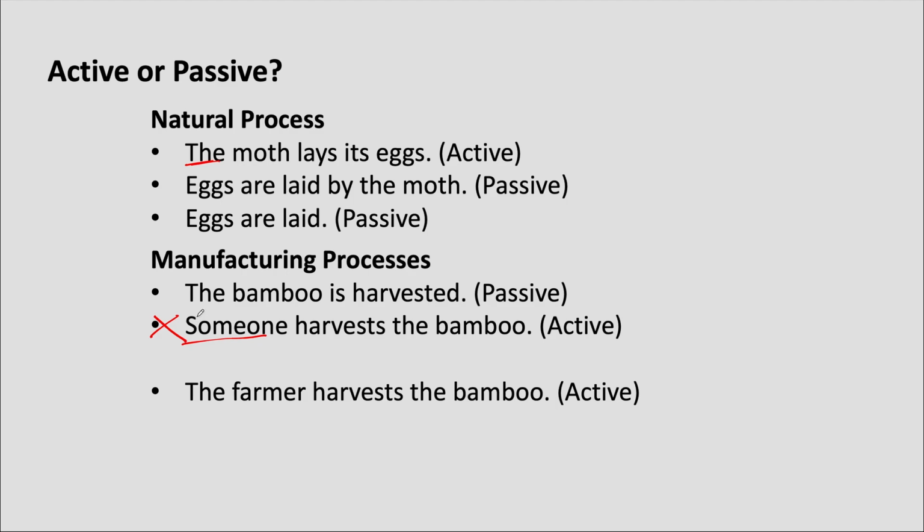Of course, if the person doing the action is known, active voice is still possible. For example, we could write the farmer harvests the bamboo. However, in most manufacturing process questions, passive voice is the better choice.